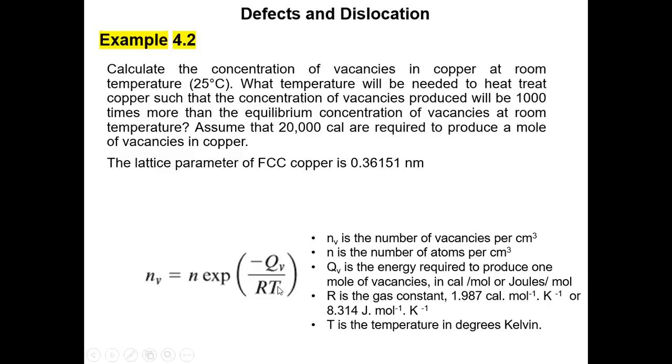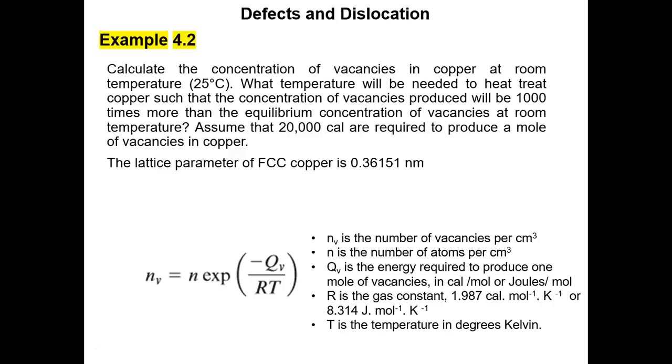Then T is the temperature in Kelvin. It is at room temperature, 25. So to convert to Kelvin, you have to add 25 plus 273. So once you put in all the values, you can calculate the number of vacancies per centimeter cube at room temperature in copper. That is how you find the answer to the first part.